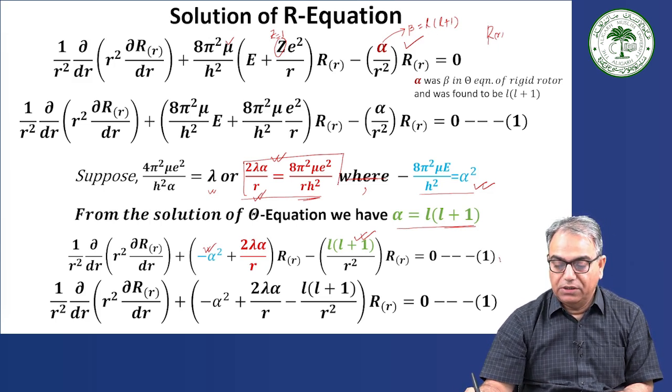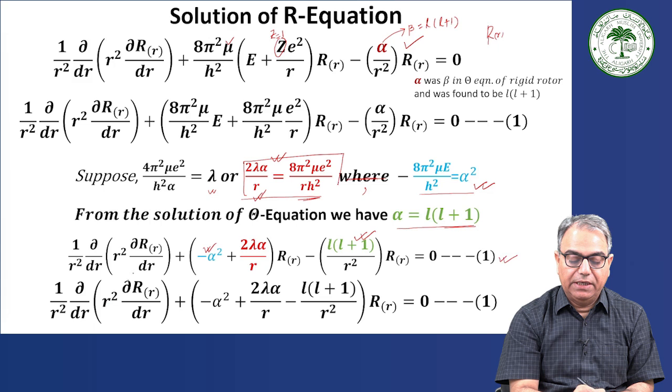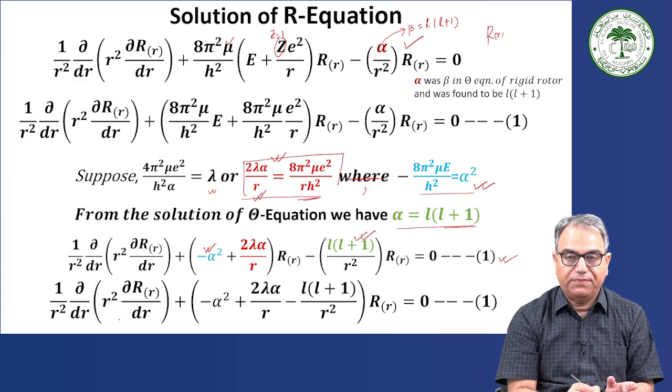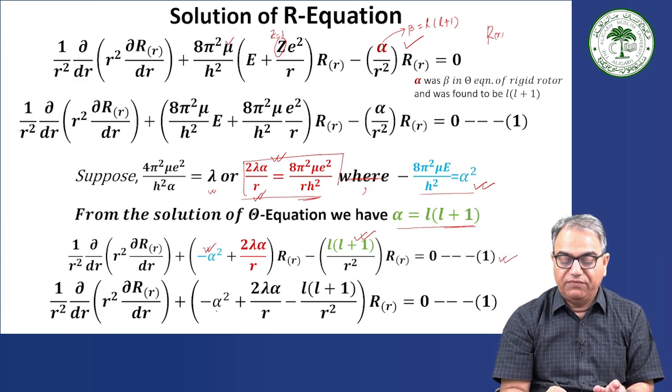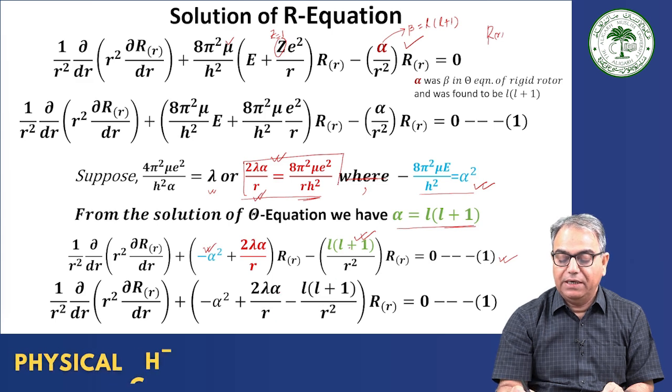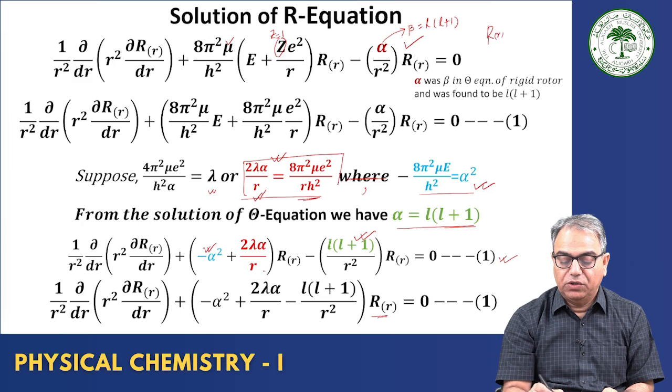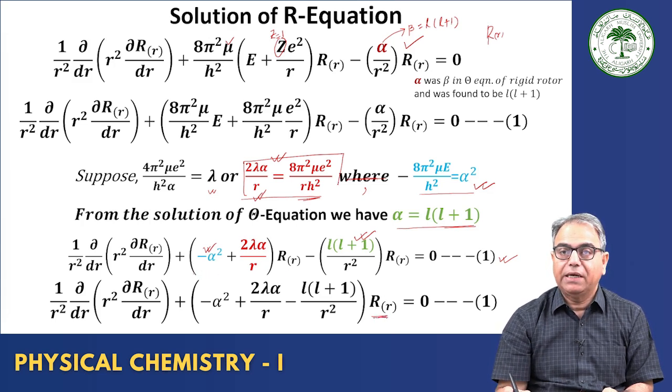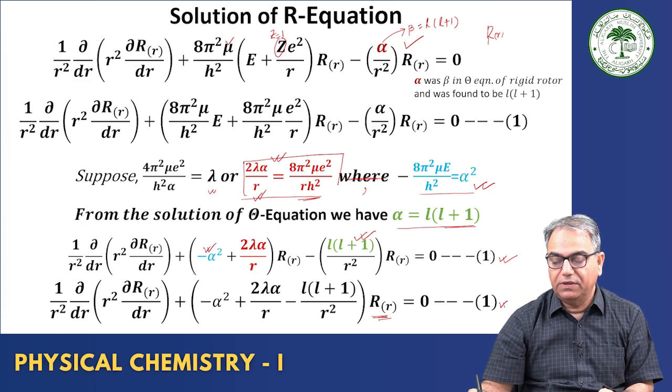Now this equation number 1 can be rearranged slightly to give you 1 by r square del by del r square del r, this first part remains the same, then minus alpha square plus 2 lambda alpha divided by r, and minus L into L plus 1 divided by r square, multiplied by r. So from the second term and the third term, r is common, so we have combined these two, and equation number 1 is this one, okay.